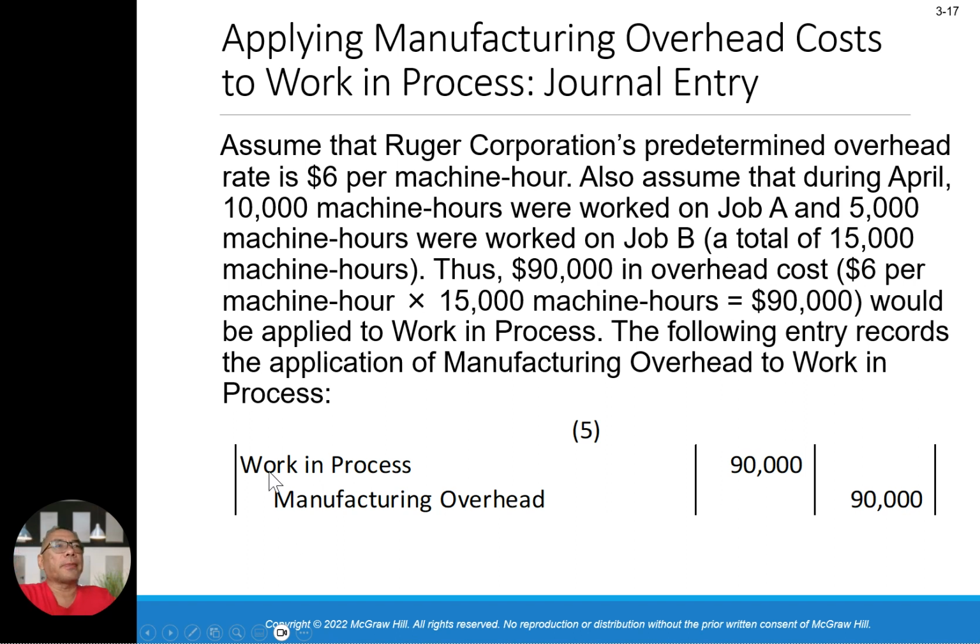How are you going to post this? Work in process is 90,000 debit. Manufacturing overhead is credit 90,000 there. Okay.